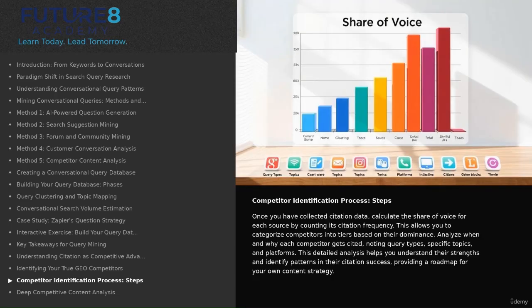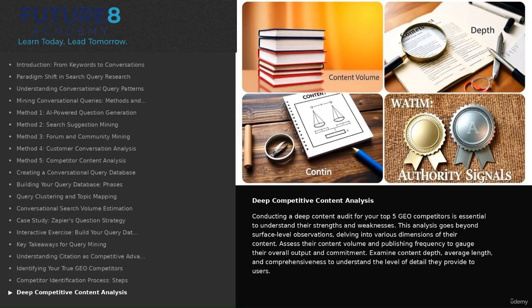Once you have collected citation data, calculate the share of voice for each source by counting its citation frequency. This allows you to categorize competitors into tiers based on their dominance. Analyze when and why each competitor gets cited, noting query types, specific topics, and platforms. This detailed analysis helps you understand their strengths and identify patterns in their citation success, providing a roadmap for your own content strategy.